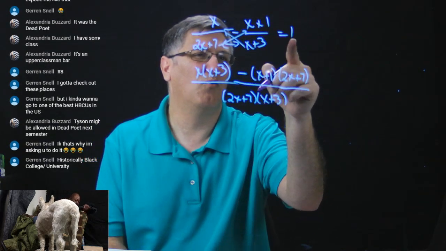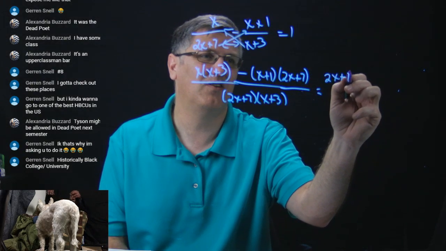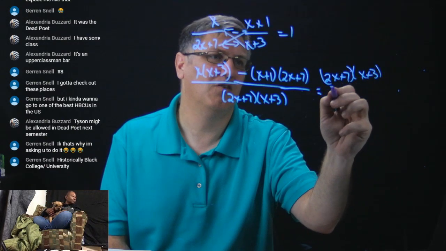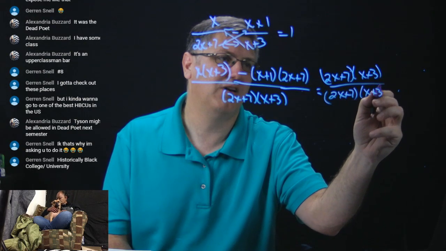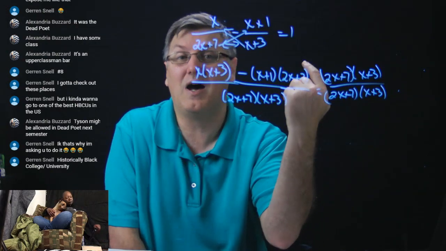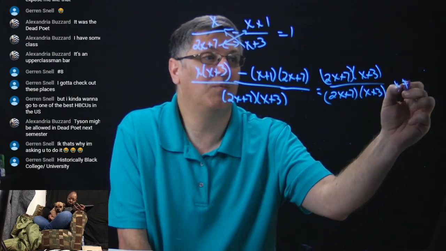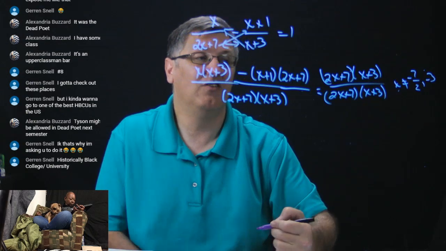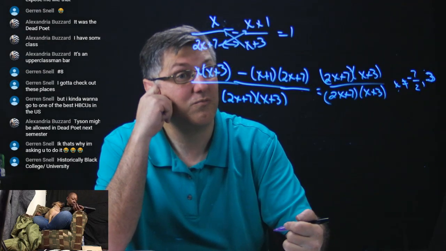And then here, 1, well, I can write this as 2x plus 7 times x plus 3 divided by 2x plus 7 times x plus 3. I just rewrote this because it's still just 1. If you divide it out, that's just 1. Now I have a common denominator, and I can say x cannot equal negative 7 halves and negative 3. That's easy enough. So I know what's going to be a possible extraneous solution.